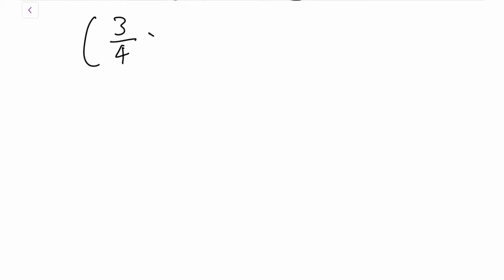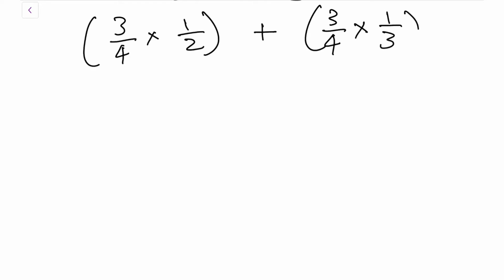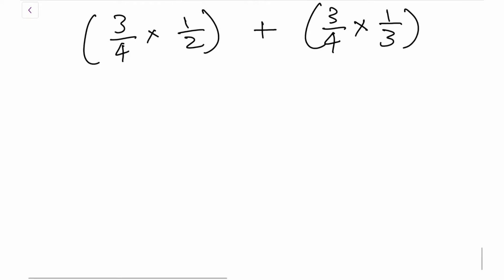Now let's do a simplification example where there is a combination of multiplication and addition. 3 by 4 into 1 by 2 plus 3 by 4 into 1 by 3. So how do we do this? Let's first work the multiplication, because you need to work out whatever is in the brackets according to the BODMAS principle. So 3 by 4 into 1 by 2.